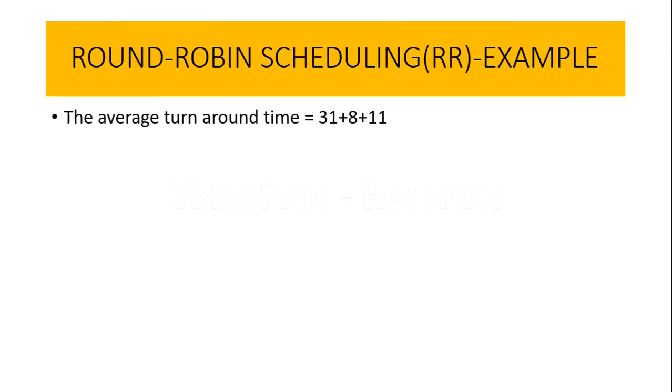Now, if you talk about the average turnaround time, it will be 31 plus 8 plus 11. 31 because P1 finished with its execution at the 31st millisecond, 8 because P2 finished with its execution at the 8th millisecond, and 11 as P3 finished with its execution at the 11th millisecond. And because we wanted the average, we will divide it by 3. So the average turnaround time using round robin scheduling is 16.6 milliseconds.